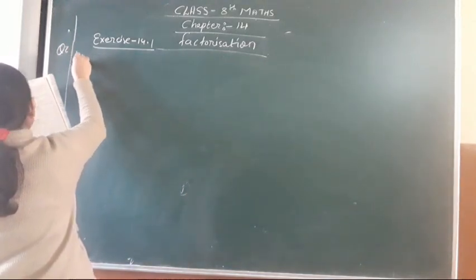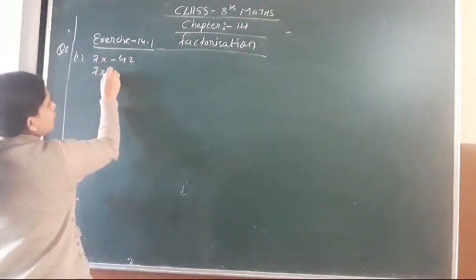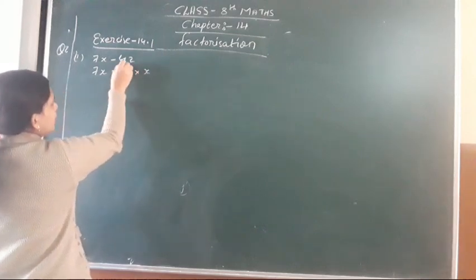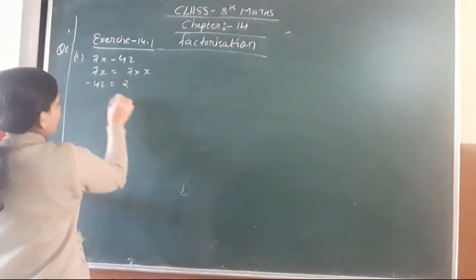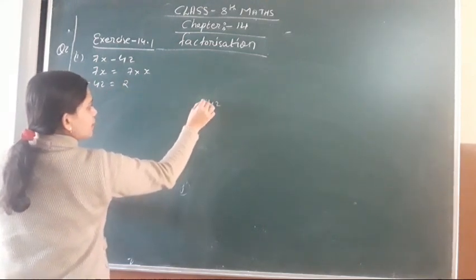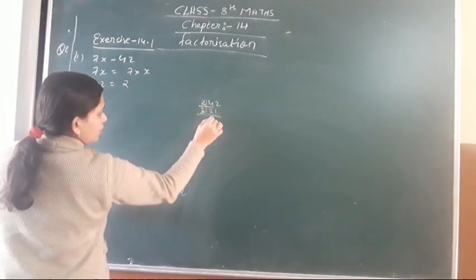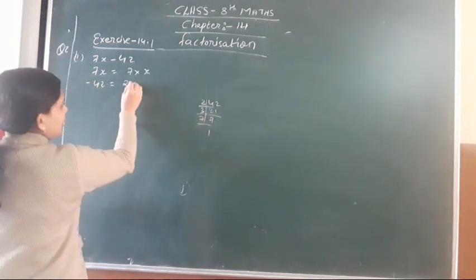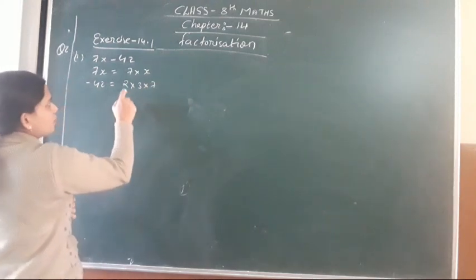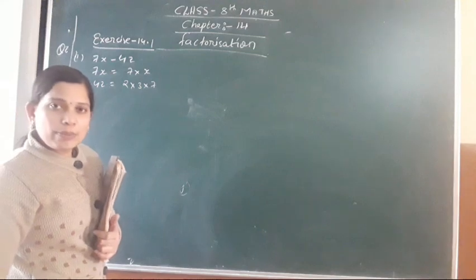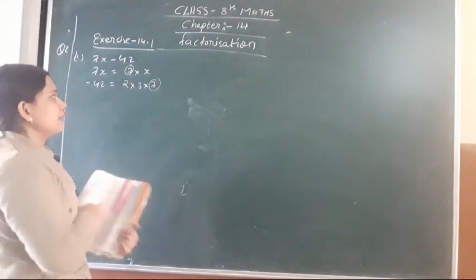In question number 2, the first part we have is 7x minus 42. This is the number we have. So what are the factors of 7x? 7 into x. This is the factor. What will be the factor of 42? The factors of 42 we can easily find: 2, then 21, 3, that means 7. So we can easily write the factors as 2 into 3 into 7. Like this we can write the factors. No x term is present with the 42, so no such factor will be present over there. Now we can easily see that only one factor is common over there, that is 7.